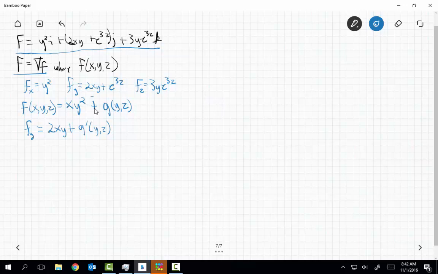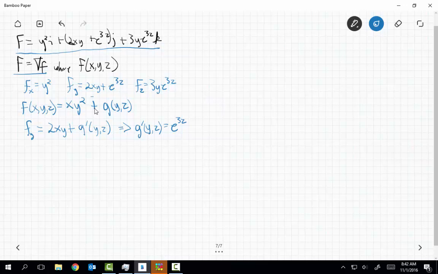Everybody agrees, right? Well, what does that tell me? Look at this. It's beautiful. These two are equal, which implies, so I've got a nice little piece of information here, tells me that g primed of yz is equal to e to the 3z. But I don't want g primed of yz. Think about that. What I want is g of yz.